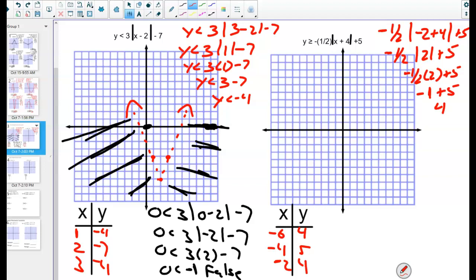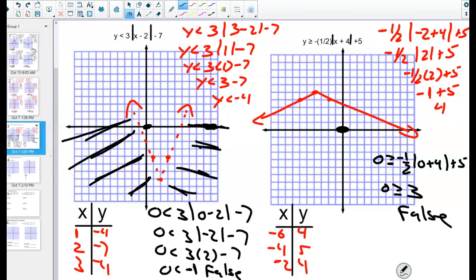So my graph, -4, 5, -6, 4, -2, 4. Greater than or equal to, it's a solid line. The 0, 0 is clearly inside that V. When I plug 0, 0 in, 0 is greater than -1/2, 0 plus 4 plus 5. 0 plus 4 is 4. The absolute value of 4 is 4. 4 times -1/2 is -2. -2 plus 5 is 3. That is a false statement. 0 is not greater than 3.